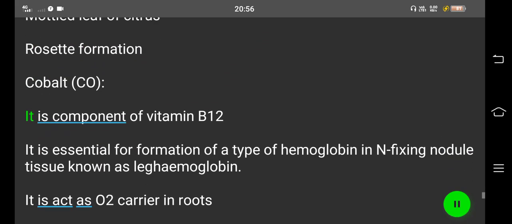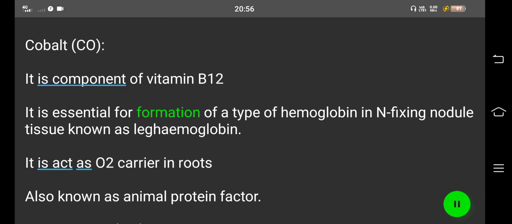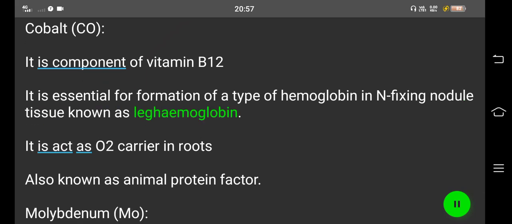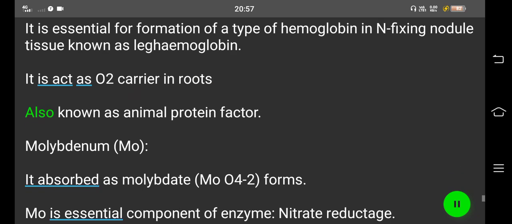Cobalt, Co. It is a component of vitamin B12. It is essential for formation of a type of hemoglobin in N-fixing nodule tissue known as leghemoglobin. It acts as an O2 carrier in roots. Also known as animal protein factor.